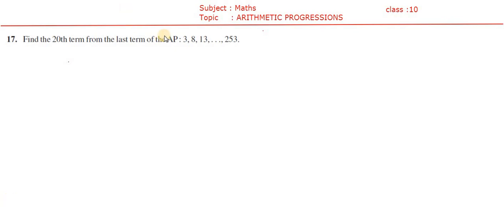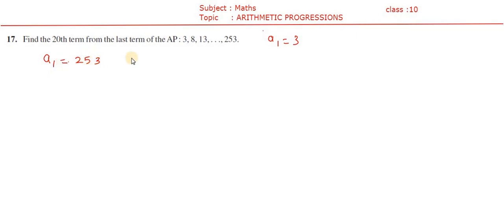So we know how to find the 20th term, but what they're telling here is that they want you to find the 20th term from the last, not from the first. Okay, so here what is a1? Normally the a1 value is nothing but 3, the first term, but they're asking here from the last term. So in this question, a is equal to 253.